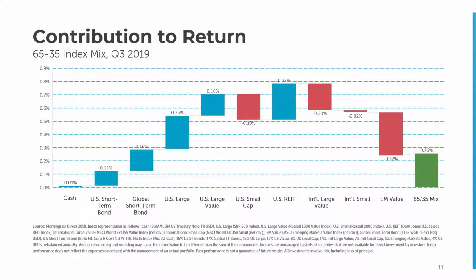On this slide, we look at the absolute impact of different asset classes on a sample 65% stock, 35% bond index mix. Large U.S. stocks, bonds, and real estate investment trusts all produced a positive impact, while non-U.S. stocks and U.S. small company stocks reduced return.